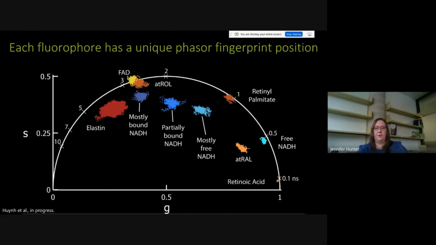So we can create this sort of phasor fingerprint and start to compare our data to where things are within phasor space. We can create lines along the free to bound NADH line, and think about how the ratio of free and bound NADH might change in different situations. And again, we can also look at that continuum between all trans retinal and all trans retinol. As you have ratios of both within the cells, you'll see shifts along that line between the two.